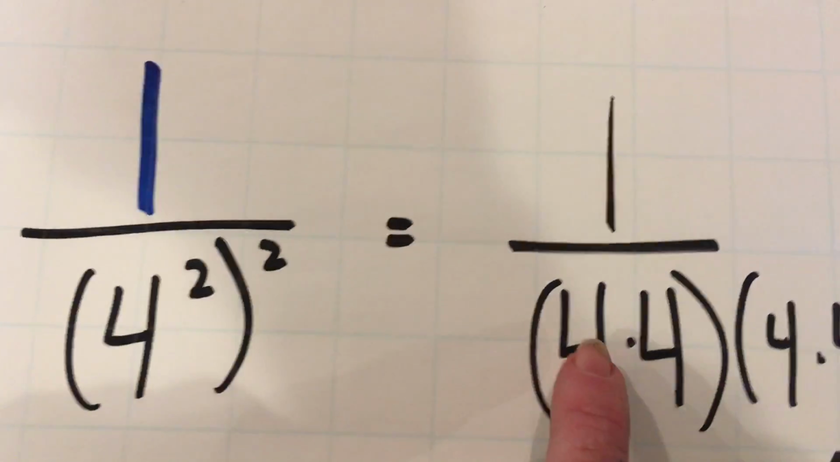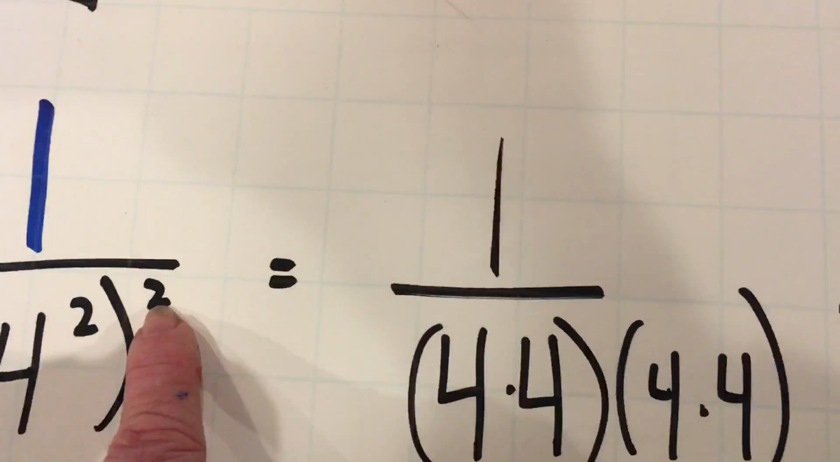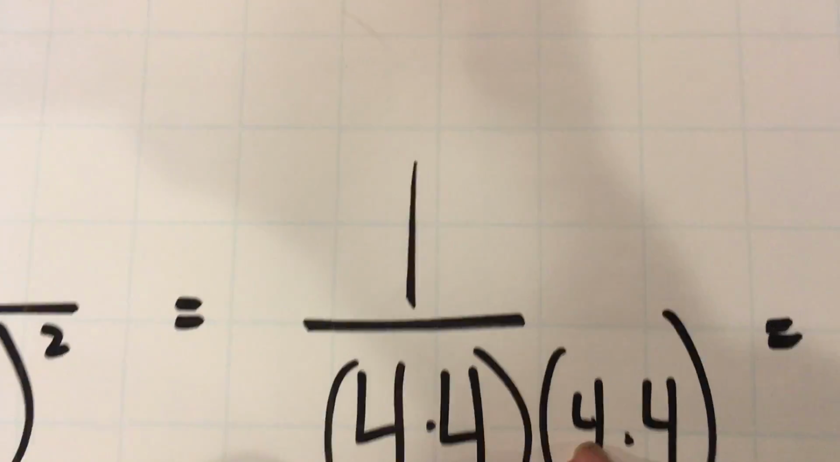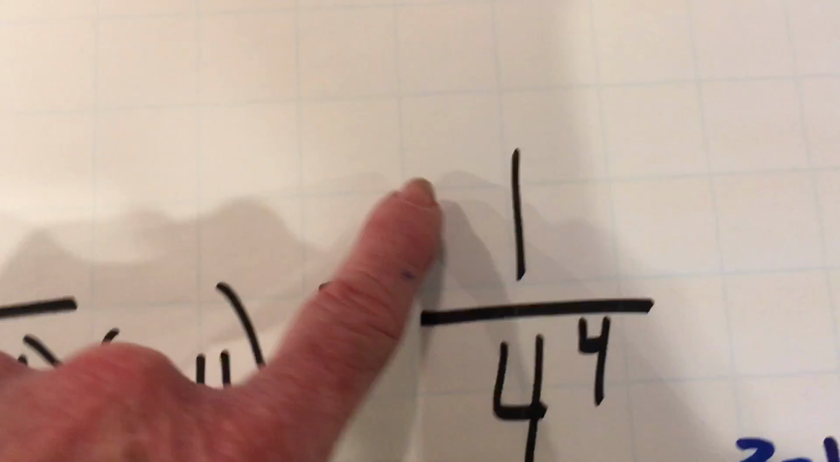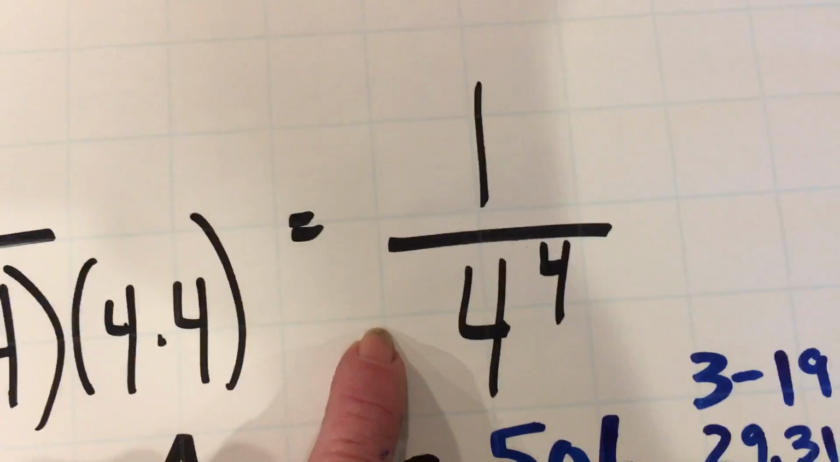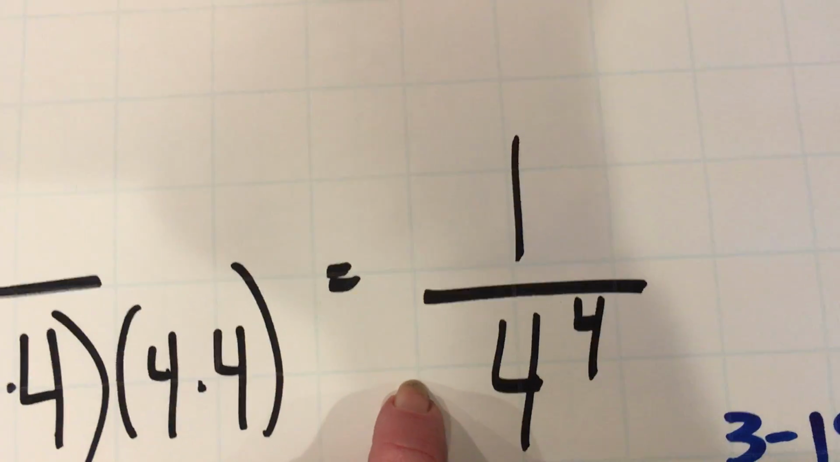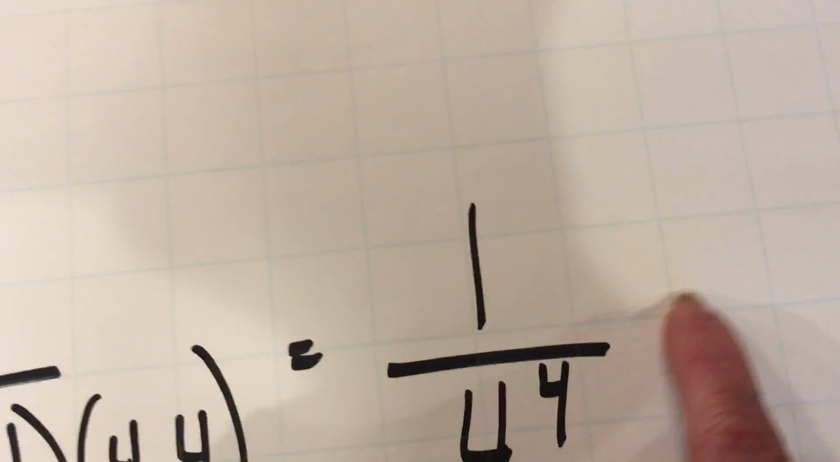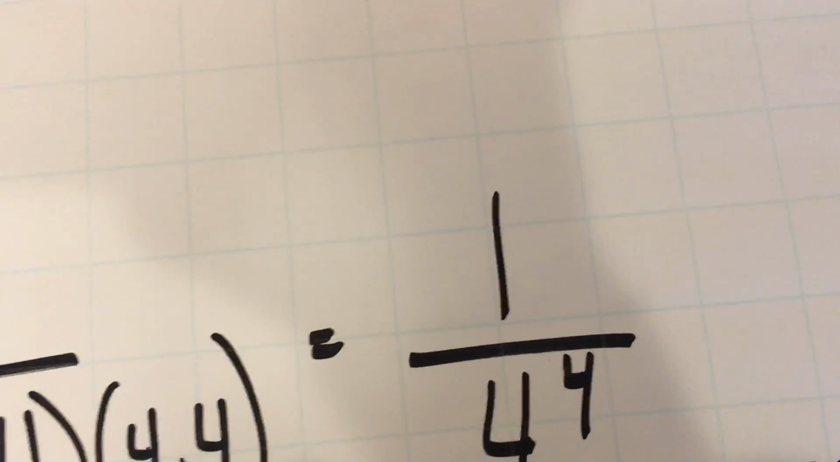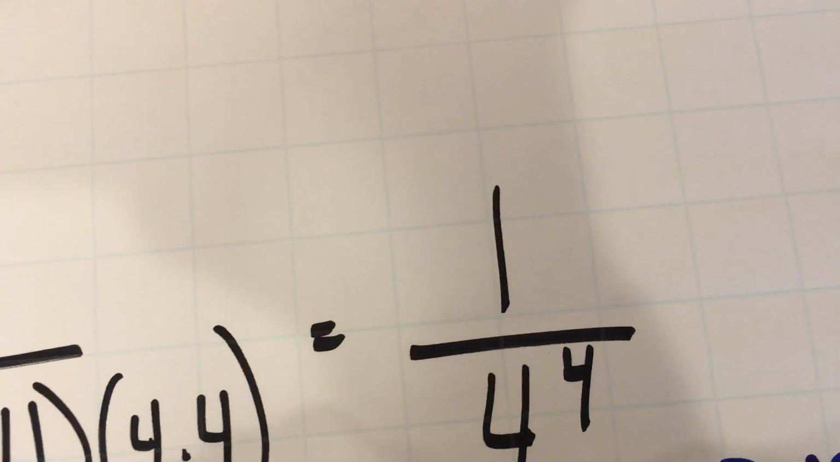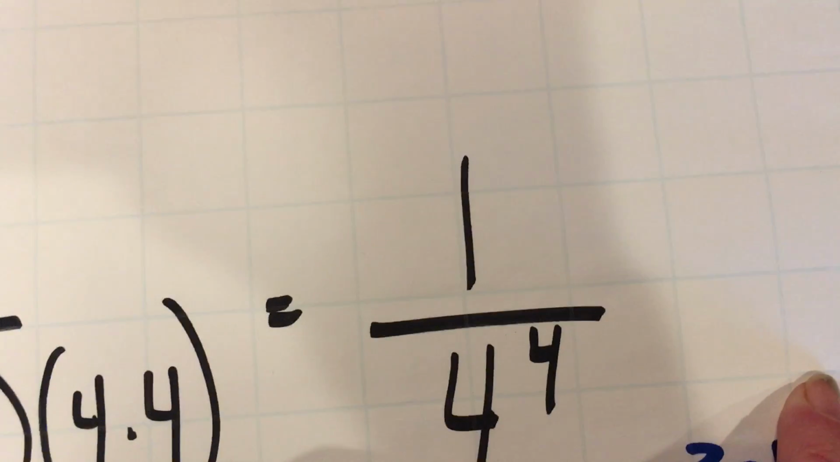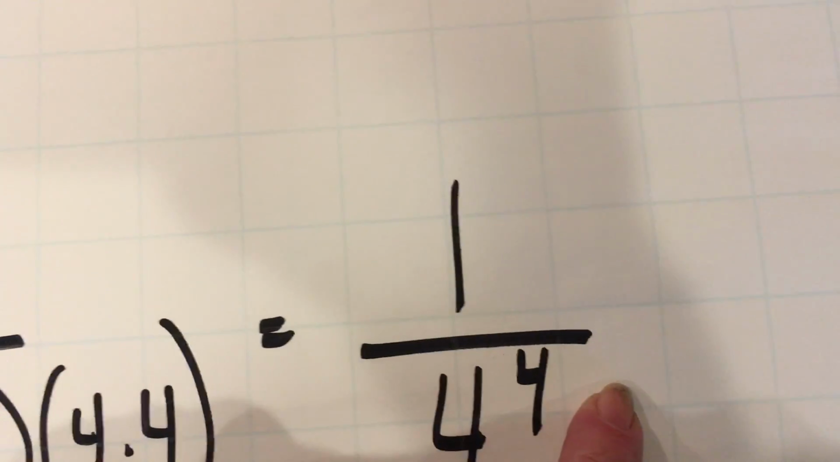4 squared means 4 times 4, and we're squaring that, so we're going to write another 4 times 4. So we end up with 1 over 4 to the 4th if they're asking for your answer in exponential form. If they ask you for the value of it, you would take 1 over 4 times 4, which is 16, 4 times 4 is 16, whatever 16 times 16 would be. You've got to look at the directions. What is it asking for?